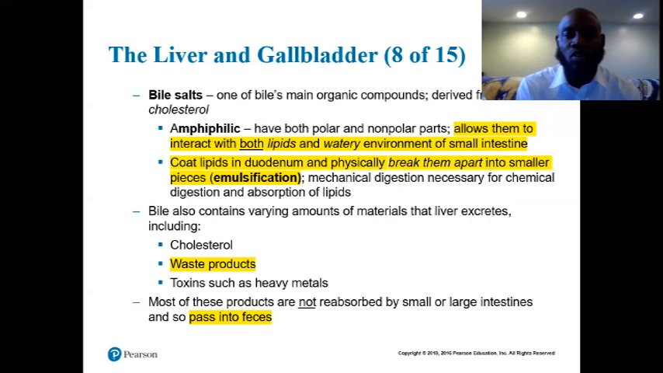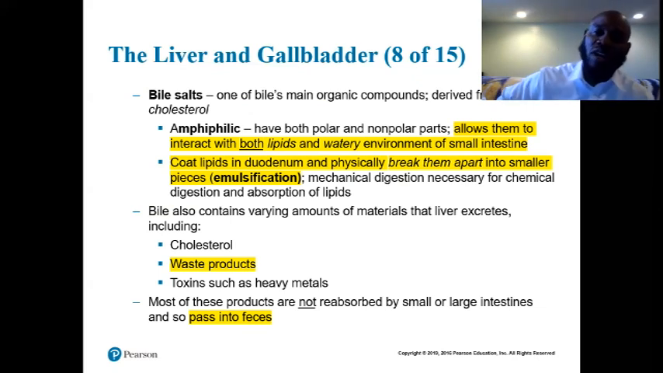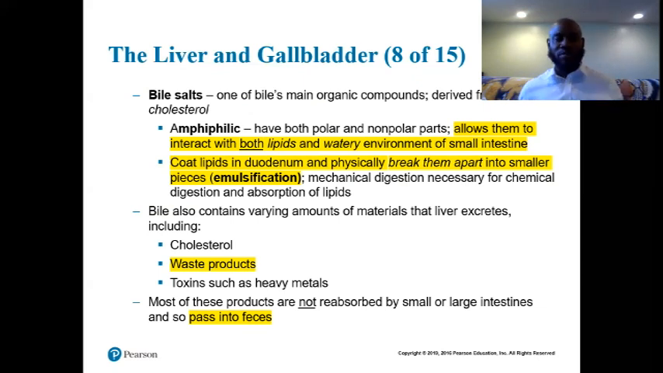Bile salts, one of bile's main organic components, are derived from cholesterol. They are amphiphilic. Remember amphiphilic from part one of this class, when we talked about the cell membrane. Amphiphilic means it has a polar side and a non-polar side. This allows them to interact with both lipids, which are non-polar, and the watery environment of the small intestine, which is polar. So these amphiphilic bile salts can react with the non-polar lipids and the polar water at the same time.